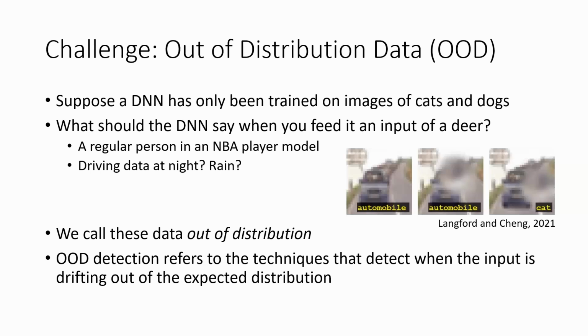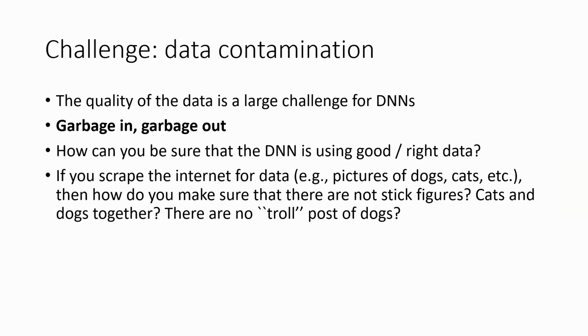The same thing applies to driving data. If you only train it on sunny days, really nice streets, sunny day, what happens when it's nighttime? What happens when it starts to rain? What happens if I take my car and drive on a snowy mountain? How does your car respond to it? So it's really important for your data to capture all the things that your system is expected to be able to perform in. We call these out of distribution data. We have some techniques that can detect when it's drifting away from what we expect it to be able to do, but obviously it's still a very open research space that we're working on.